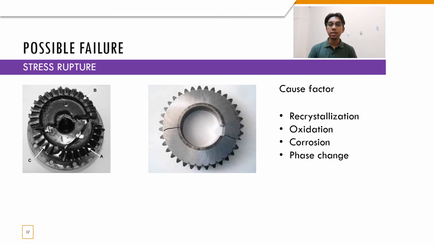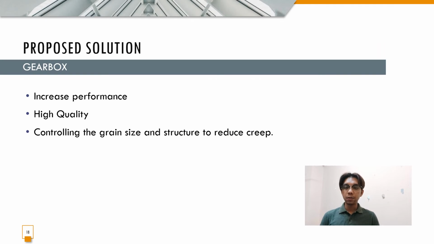And the last one is stress rupture. Stress rupture refers to the sudden and complete failure of material under stress when there is a constant loading of metals. In general, stress rupture occurs because of factors such as recrystallization, oxidation, corrosion, or phase change. This possible failure has a few proposed solutions to reduce the damage, such as increased performance by means of residual compression on a thin surface layer.